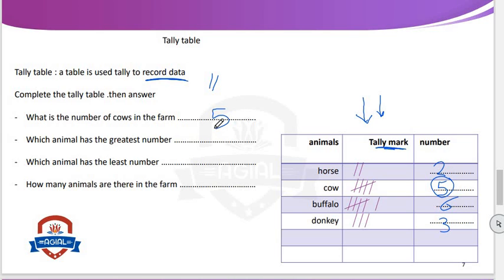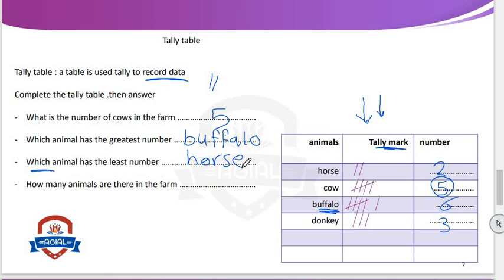Number 2, which animal has the greatest number, the most number? 6, super. Which? Ask about name. Super, buffalo. So we write it. Okay. Which? Ask about name again. Which animal has the least number, the smallest number? Super, horse, just 2. So we will write horse.